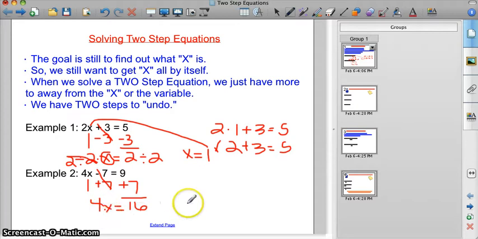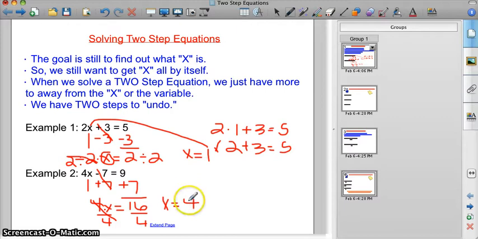Now I have 4 times x, a number I don't know, equals 16. To undo the multiplication, I can divide by 4. Four divided by 4 is 1 and leaves only x all by itself. 16 divided by 4 is 4. So my answer is x equals 4.